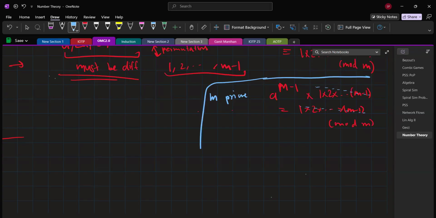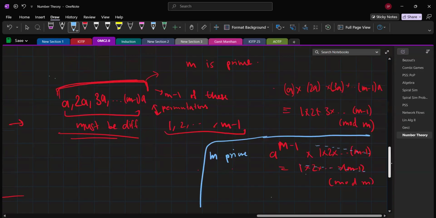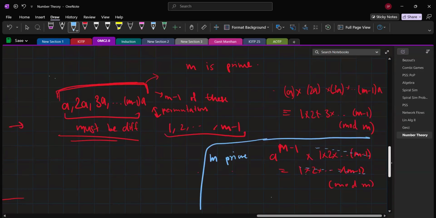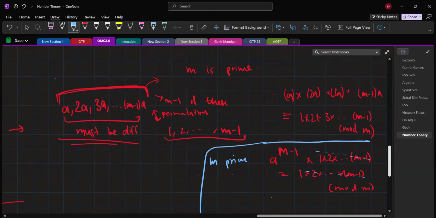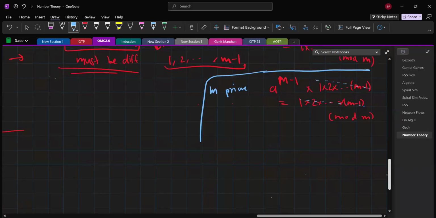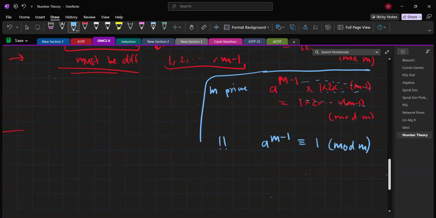Otherwise, till now we haven't really used anywhere that m is a prime. Have we used anywhere so far that m is a prime? I don't think so. So since m is a prime, it's going to be co-prime with all the numbers smaller than it. That's why we can cancel off these things. And that tells us that a to the m minus 1 is congruent to 1 mod m. This is very cool.